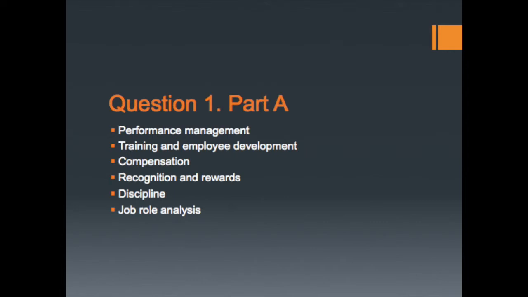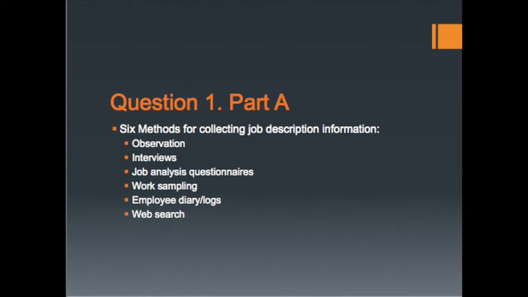Job role analysis. A job description can contain prerequisites required to perform the work role, such as specific level of education, certificates, or licenses needed. The effectiveness of different methods of collecting job description information depends on various factors. Here are 5 methods of collecting job description information, which are observation.